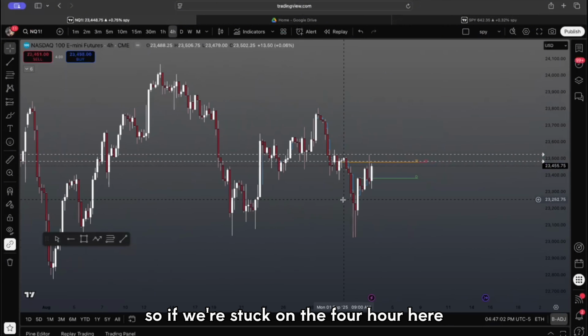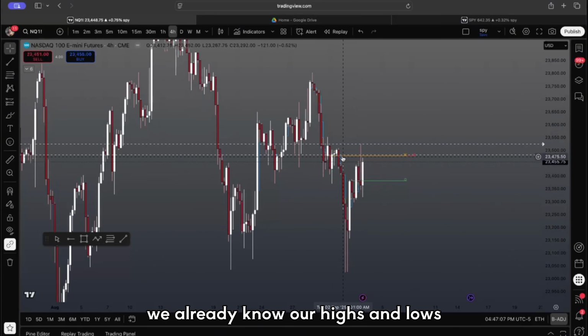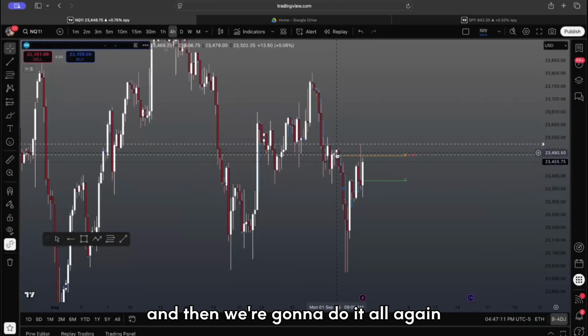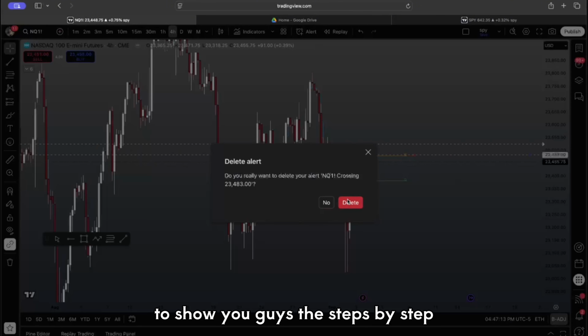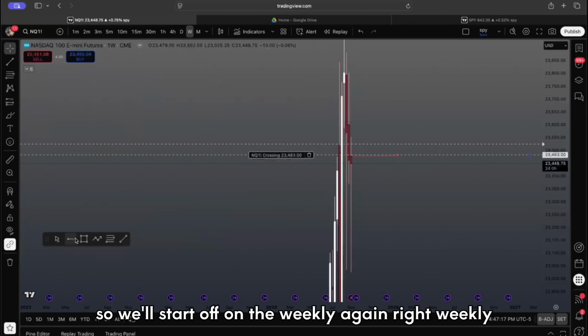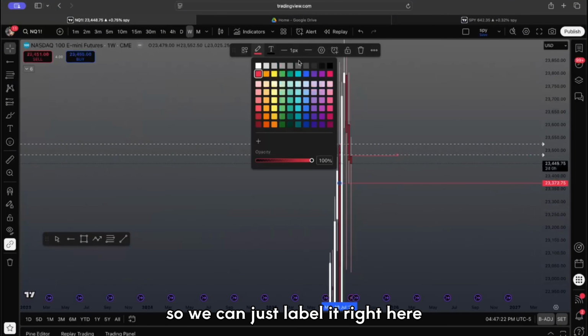So if we're stuck on the 4 hour here, we already know our highs and lows, so we can remove this real quick. And then we're going to do it all again to show you guys step by step. So we'll start off on the weekly again, right? Weekly. This here is our previous week low, so we can just label it right here.